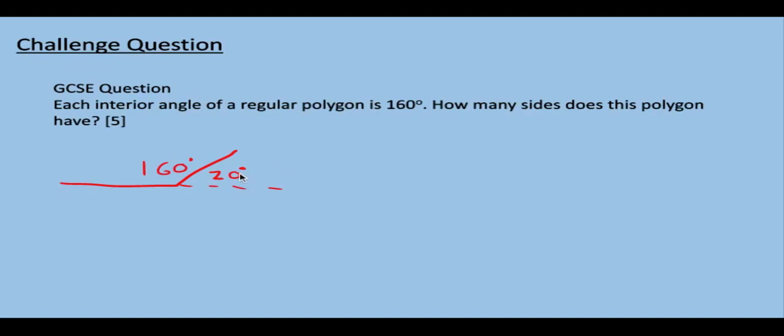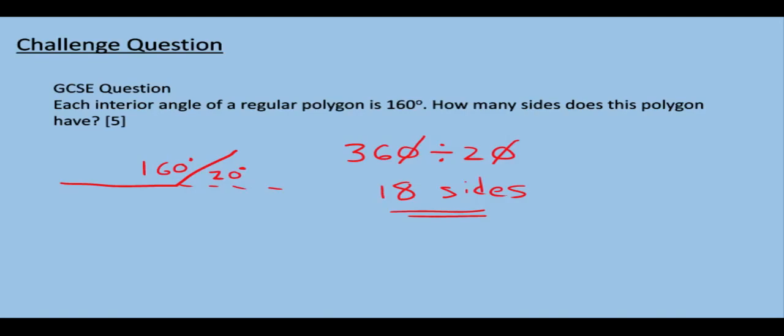Then we would think, well, all of the exterior angles must add up to 360. So how many times does 20 go into 360? And if we remember back to previous lessons, we can say, well, I can get rid of those zeros. So I'm just saying what was 36 divided by 2, which is 18. So the polygon has got 18 sides. So well done if you got that.